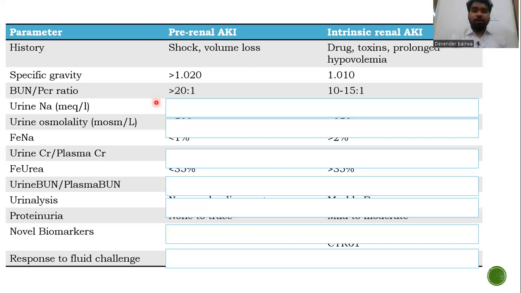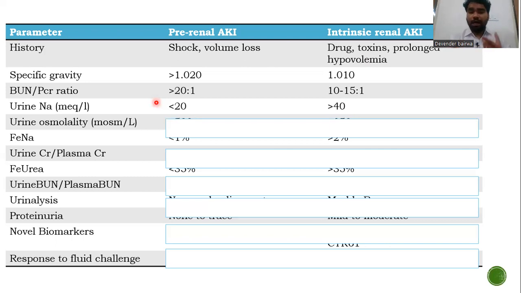Okay. Now coming to urine sodium. Now understand this. We already know that sodium is primarily absorbed and retained by the kidney in normal physiology. So what happens in case of pre-renal AKI? Since kidneys are still functioning, they will be doing this principal function, and that's how they will be conserving sodium in the body. Urine sodium will be less than 20 milliequivalents per liter. But in case of intrinsic renal AKI, that function is gone, and that's how sodium is being lost. So the value is more than 40 milliequivalents per liter.